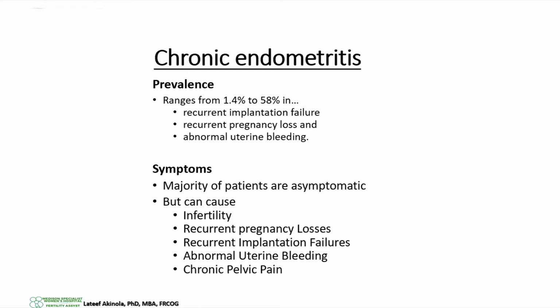The prevalence of chronic endometritis ranges from 1.4% to 58%. The majority of patients are asymptomatic, but they can present with infertility, recurrent pregnancy losses, recurrent implantation failures, abnormal uterine bleeding, and chronic pelvic pain.